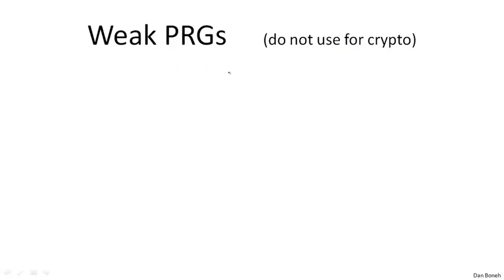This is a very common mistake, and I just want to make sure none of you make this mistake. A very common PRG that should actually never be used for crypto is called a linear congruential generator. Let me explain what it is. Basically, it has three parameters, I'll call them A, B, and P. A and B are just integers, and P is a prime. And the generator is defined as follows.